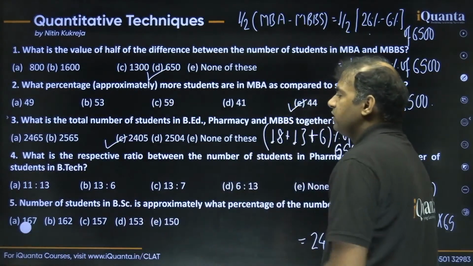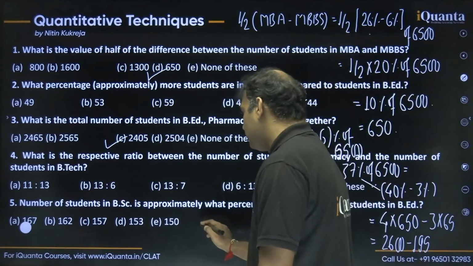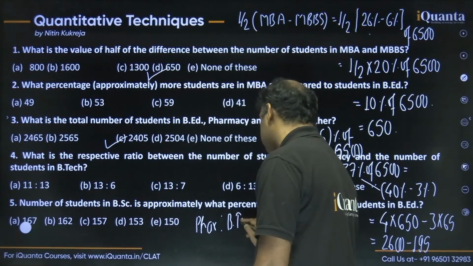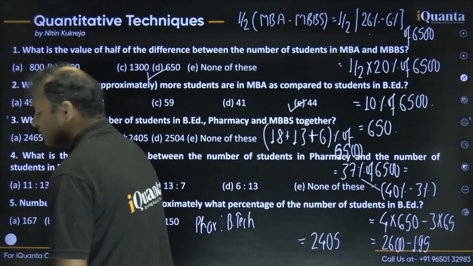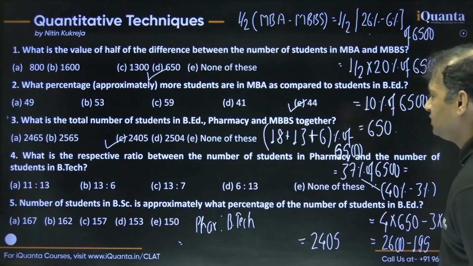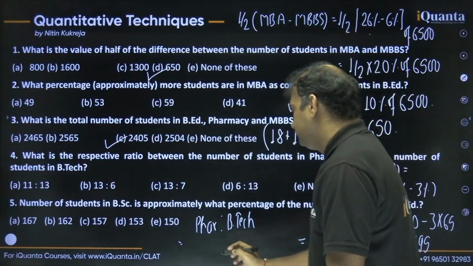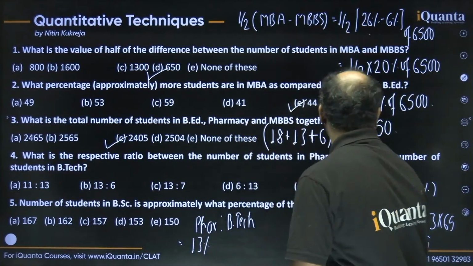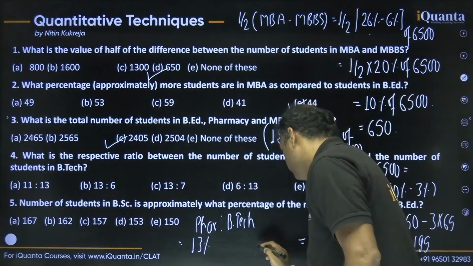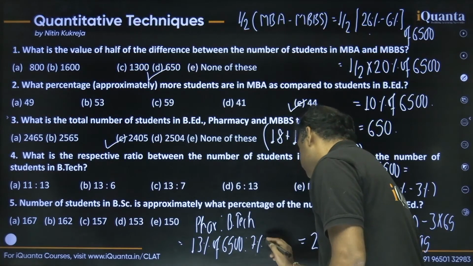It says, what is the respective ratio between the number of students in pharmacy to the students in B.Tech? Okay, so we just have to find the ratio of the number of students in pharmacy and B.Tech. Again, an easy question, guys, because the base is same, so calculation will always be easy, right? Pharmacy is how many percentages? Pharmacy, if I look at it again, is 13%, alright, and B.Tech are 7%, alright. So we can say 13% of 6500 to 7% of 6500 again.